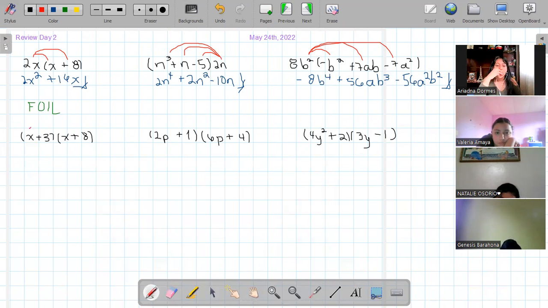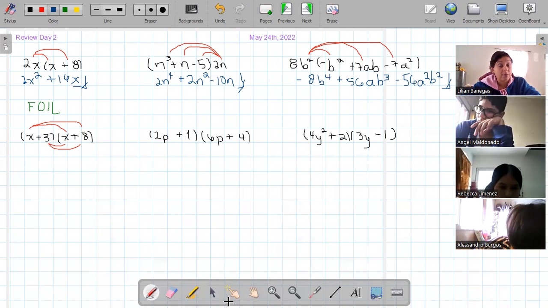So the first term of the first parenthesis will multiply everything inside the second parenthesis, and the last term of the first parenthesis will also multiply everything of the second parenthesis. Okay, so we're going to go part by part. Now, just remember, every single time that you have exactly the same exponents in your binomials, the middle terms are going to be like terms, okay?